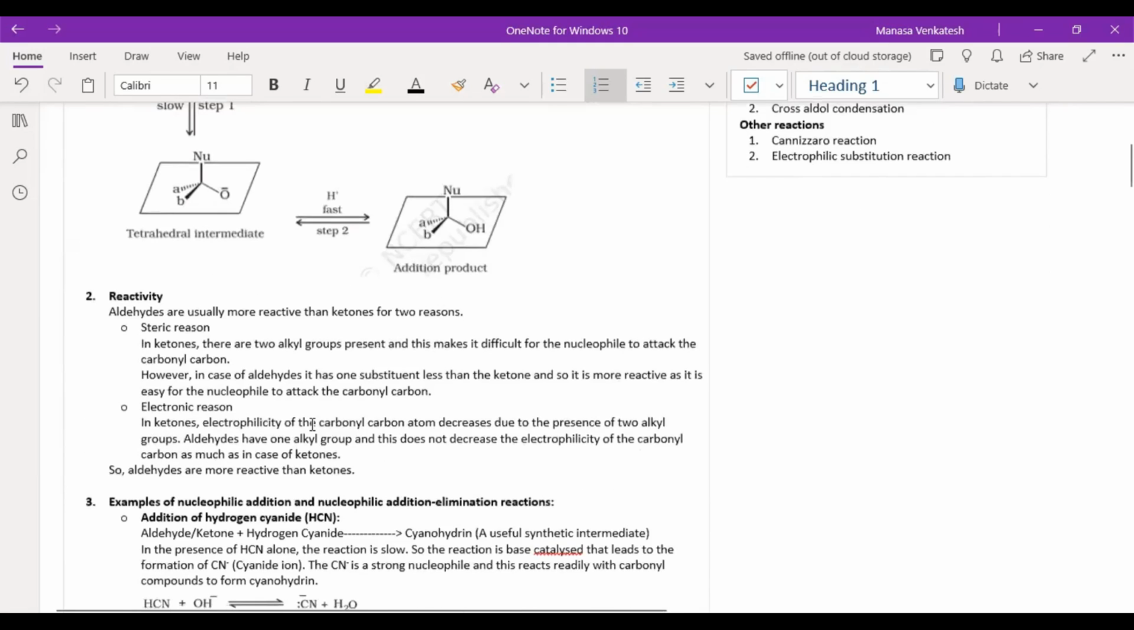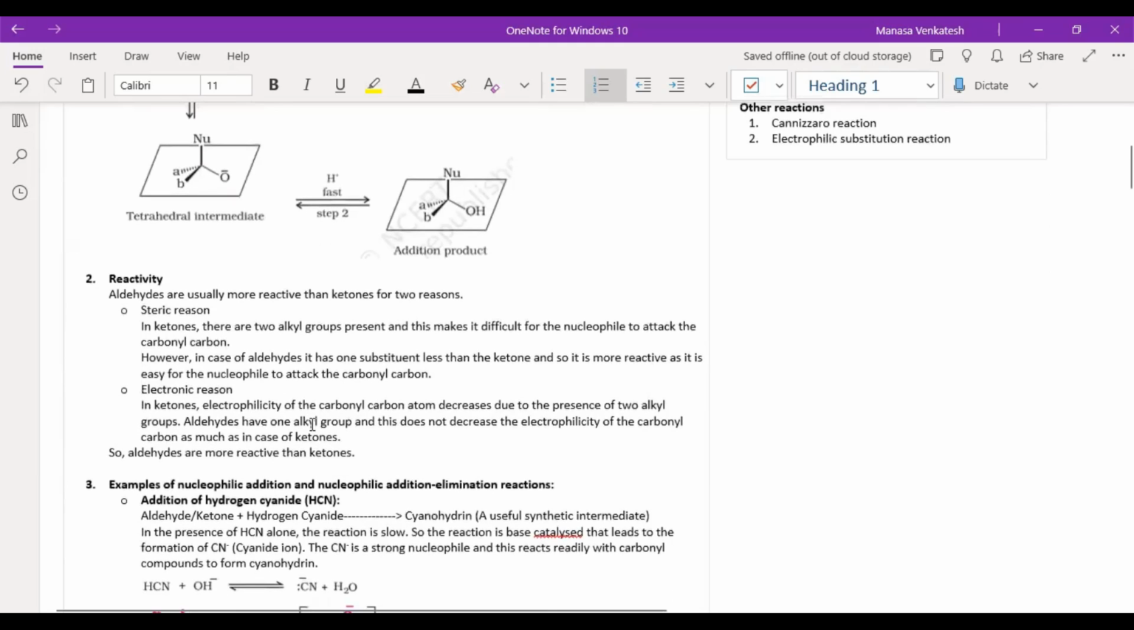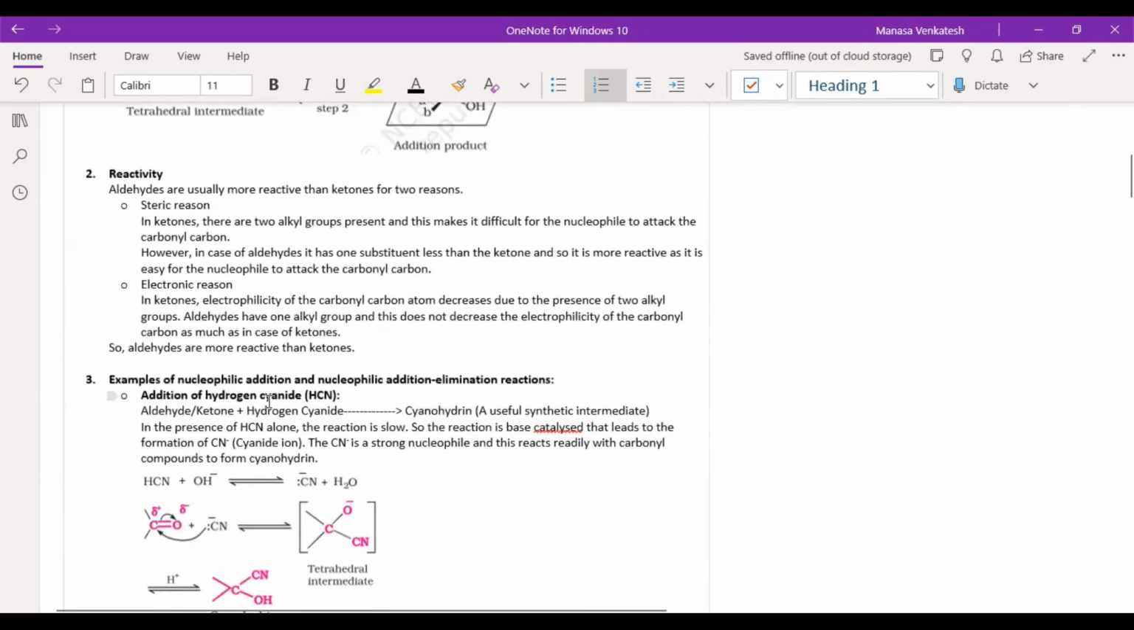Next, we're going to be talking about various examples of nucleophilic addition elimination reactions. The first one is addition of hydrogen cyanide, that is HCN. Aldehyde or ketone is going to react with HCN, and this leads to the formation of something called a cyanohydrin. And cyanohydrin is actually a very useful synthetic intermediate.